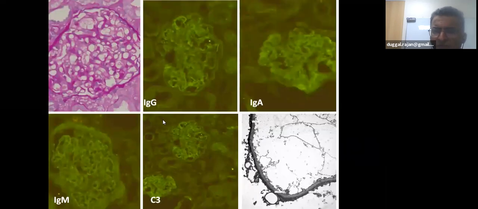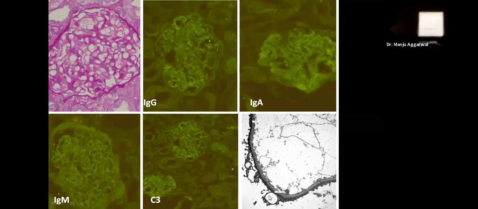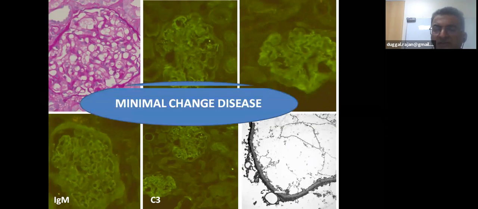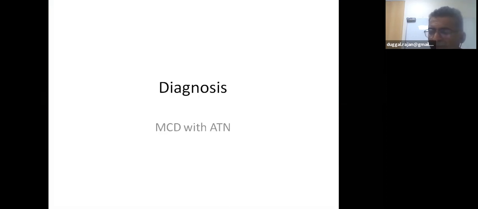So when we see normal glomerular morphology, immunofluorescence is completely negative, and you see diffuse podocytic foot process effacement. So this is again the cytoplasmic vacuolization of the podocytes, and you can see the endothelial aspect is fine. This is the endothelial aspect. This is towards the urinary space. This is the podocyte cytoplasm, diffuse podocytic foot process effacement. So the diagnosis is minimal change disease. So this was MCD with ATN.